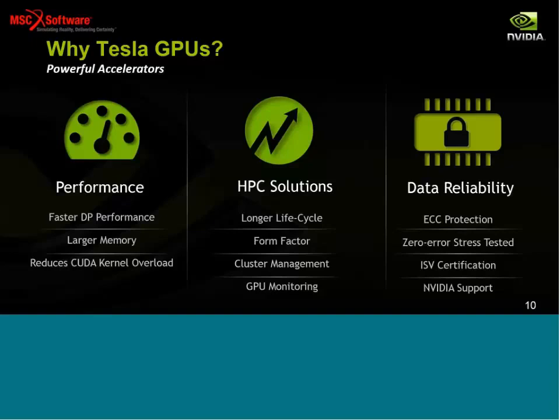Now, when you look at HPC solutions, Tesla GPUs have a much longer life cycle, typically about 2 years availability, which is useful for enterprise customers who need to replace or add hardware after initial deployment. Now, that's not the case with GeForce, typically because it addresses the gaming market. They change constantly, and you don't really have a long shelf life.